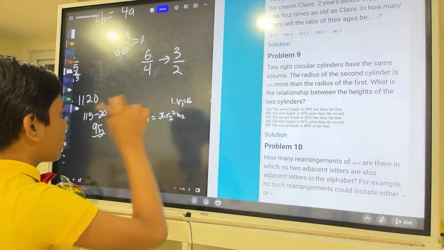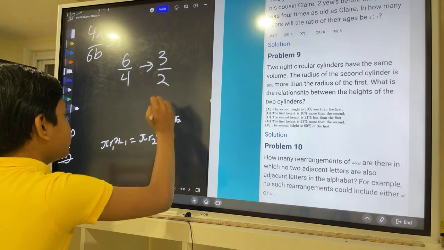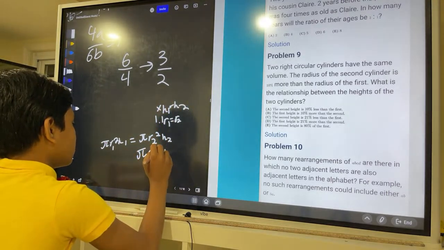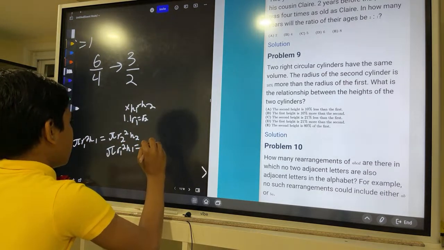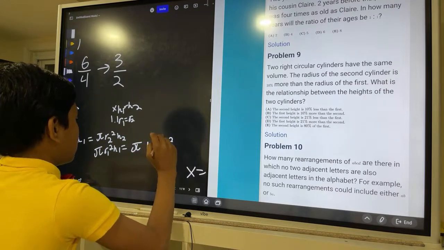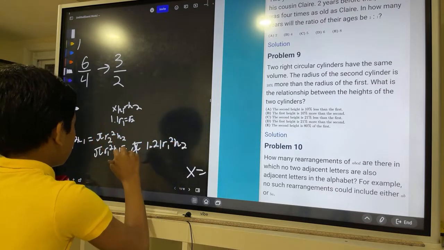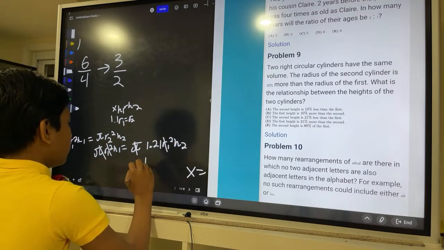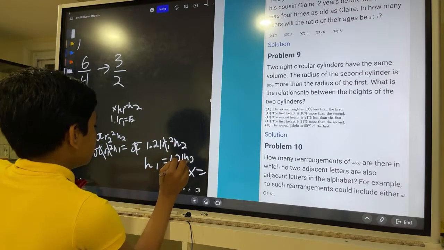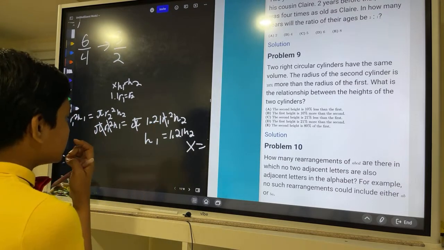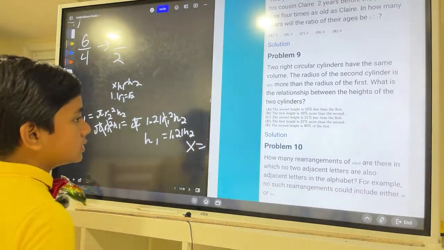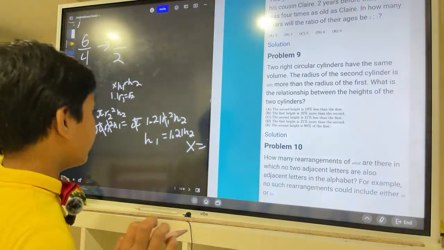So then H1 times X is equal to H2. 1.1 squared is 1.21. So cancel out those, and we are left with H1 equals 1.21 H2. So that means the first height is 21% more than the second.